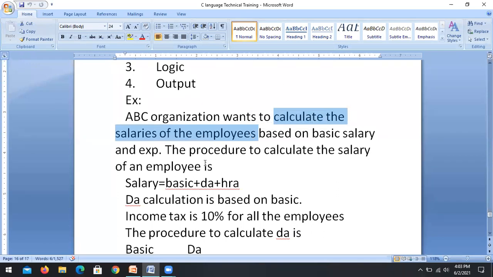This is the procedure to calculate the salary, and this is the formula they have given. Salary equals basic plus DA plus HRA. Or they will give it in words: salary is calculated by summing the basic, DA and HRA. Instead of giving the formula, they will give it like this. Then what is the input?